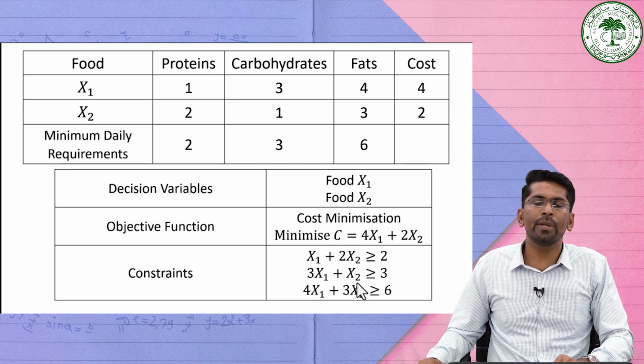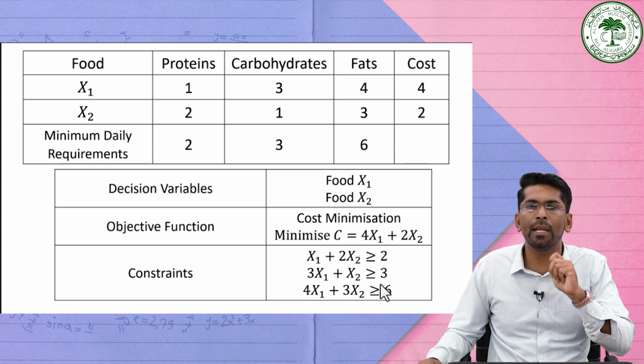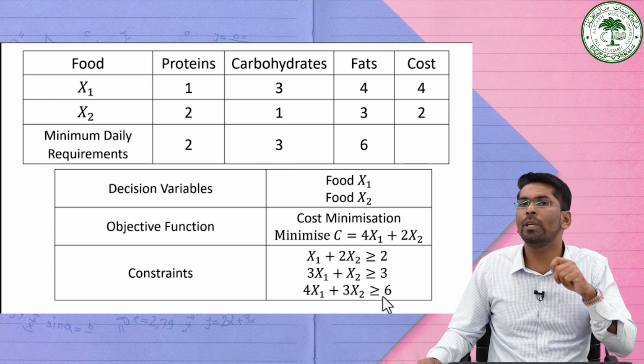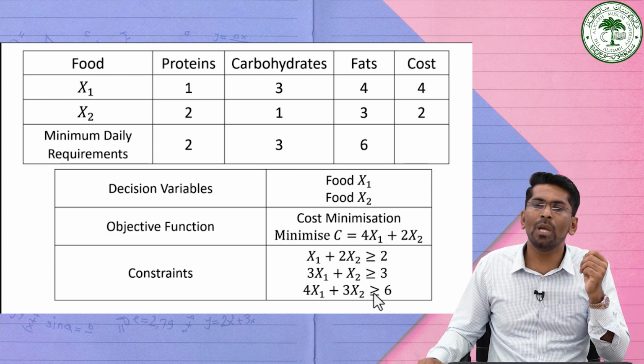And the third constraint is related to the fat. 4 units of x1, 3 units of x2, and at the same time he should have the minimum daily requirement of the fat, which is equal to or greater than 6. Minimum is 6, so it may be greater than 6. So I am denoting here the sign, that is greater than or equal to 6.